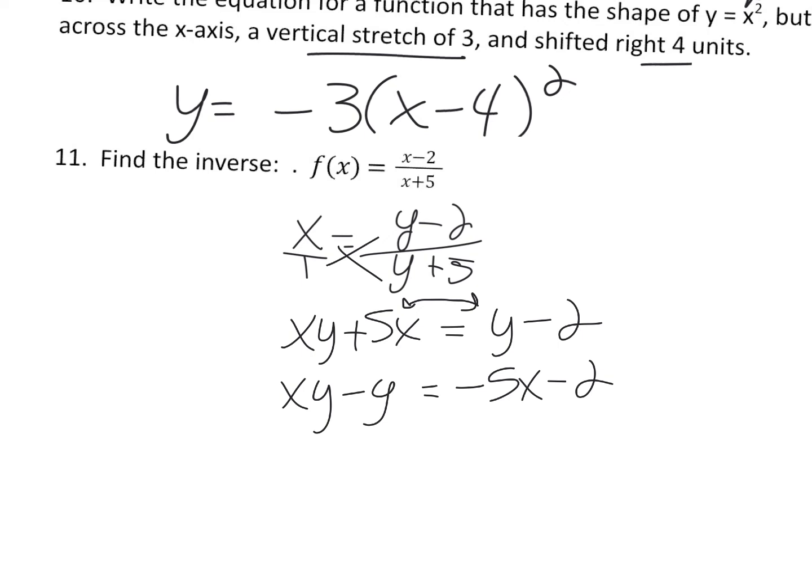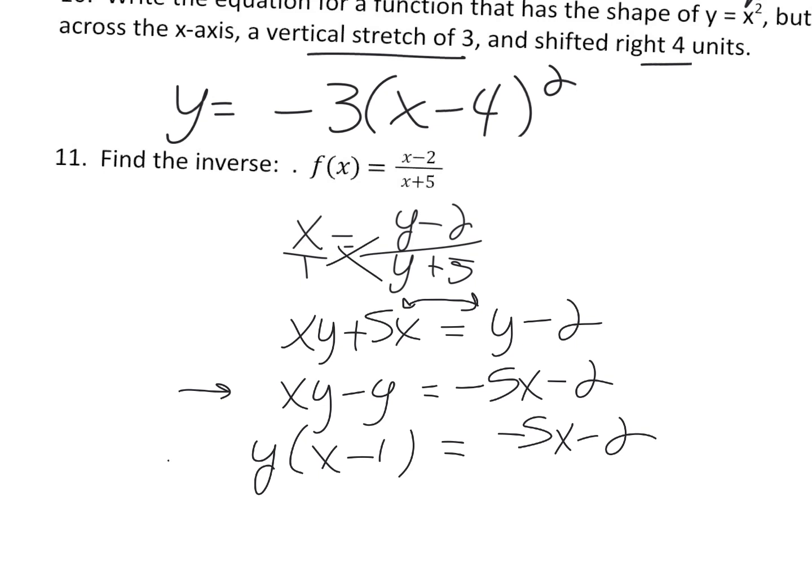Now here's the trick to getting this problem right. I need just 1 y. Right now I've got 2 y's over here. And guess what, I'm going to factor it out. If I factor out the y, that leaves an x in the first term and just a 1 there because I took the y out. And that equals negative 5x minus 2.